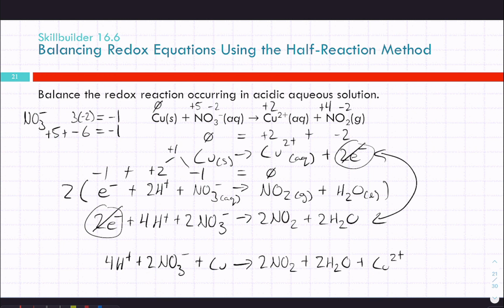and then the last step, we can check the charges. So 4 hydrogens, this is +4, but this is -2. And this is 0, 0, 0 charge, +2. So it does balance. We have +2 on both sides.